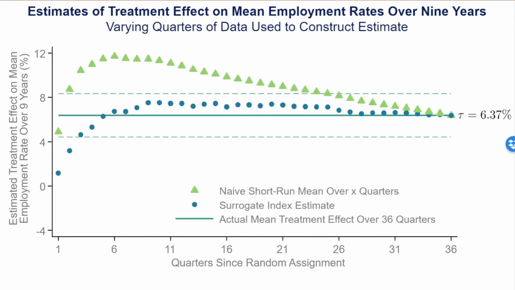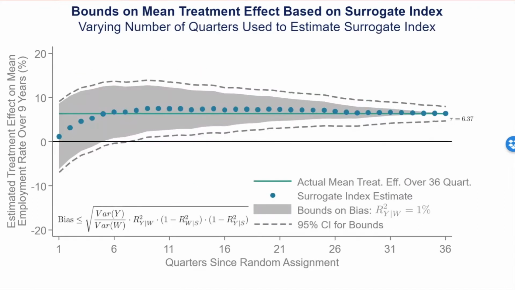We can also see what happens if we make a naive short-run measure by just taking the mean over a certain number of quarters, rather than actually building a predictive model of what's happening at the end. And so we see that building the predictive model gives us a better estimate than just taking the short-run estimates to date. Now, as I mentioned, we should worry that this whole surrogate approach may have challenges.